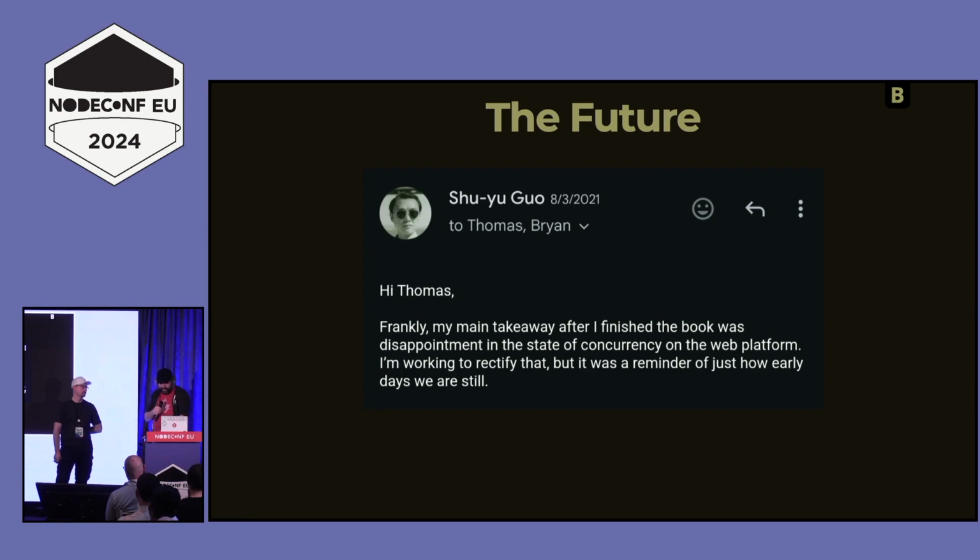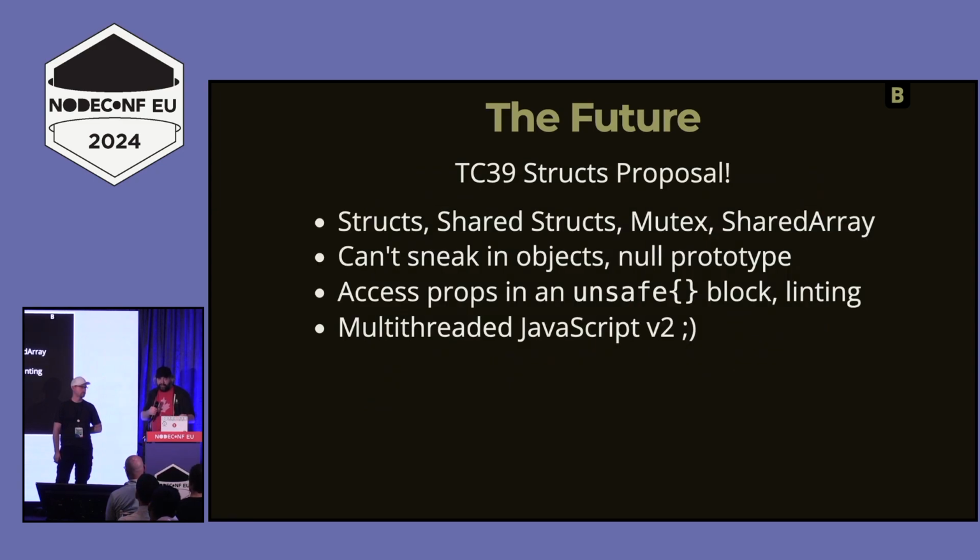Since then, Shu has actually been part of the Structs proposal, which maybe you've seen recently. Structs gives us a whole bunch of interesting stuff. First of all, Structs themselves, which, long story short, are basically a memory-stable object. Then we have shared structs, which are just a subset of those that can be transferred across threads. Fantastic. That takes away at least some of the problems that we've talked about today. There's now a built-in mutex class that gives us that out of the box, which makes a few other operations easier. And also shared array, which is basically a special case of structs for arrays.